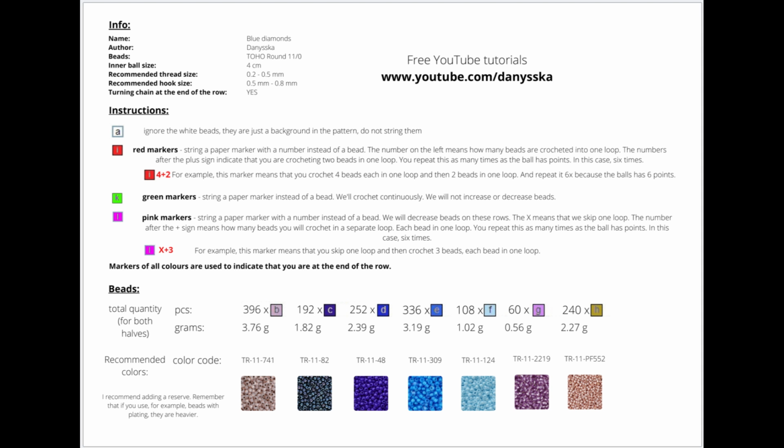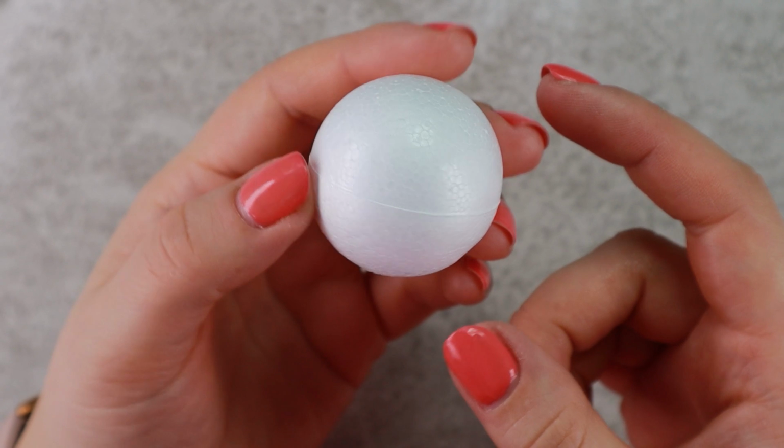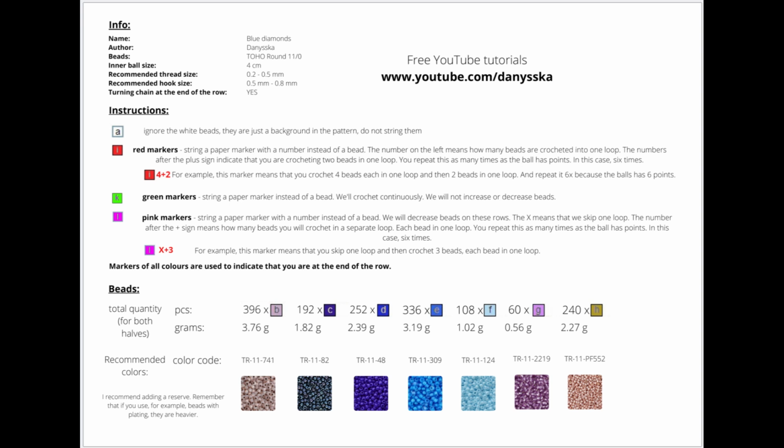On the next page I have information that will guide you through what you are actually supposed to do with the pattern. The name and author are clear. Then I have the recommended brand of beads that I used for the sample piece. The size of the ball for which the pattern is designed, that means the inner ball, the one you will be putting inside. Then information about the recommended size of thread and hook, and quite important information about whether you need to use a turning chain or not.